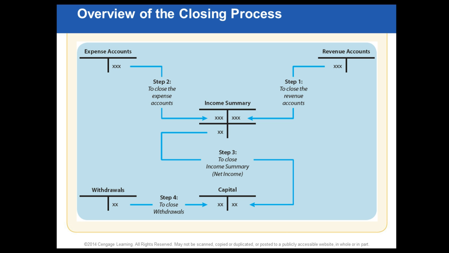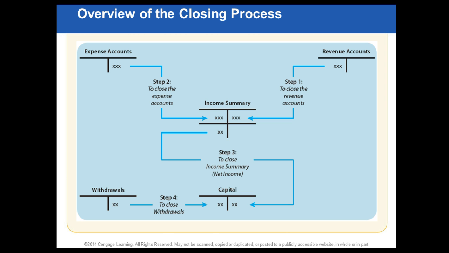Then, think of our revenue accounts. They normally have credit balances, but to zero out our revenue accounts, what are we going to do? We're going to debit it. And if we debit the revenue accounts, we're going to credit that to income summary.